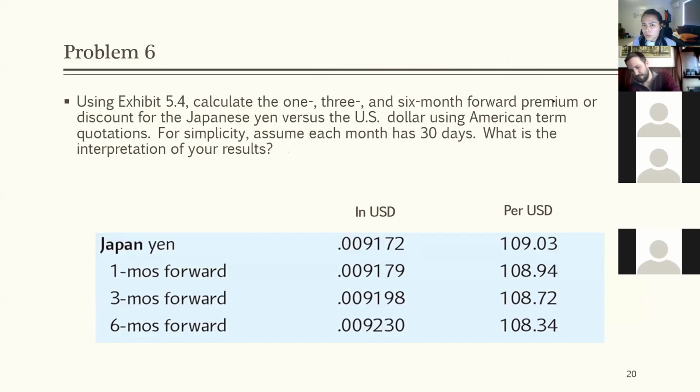Right, moving on to problem 6. In this case, we're given the exchange rate between the USD and the yen, and we are asked to compute the forward discount or premium for these maturities. Okay.